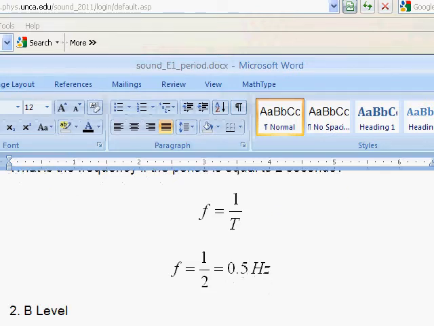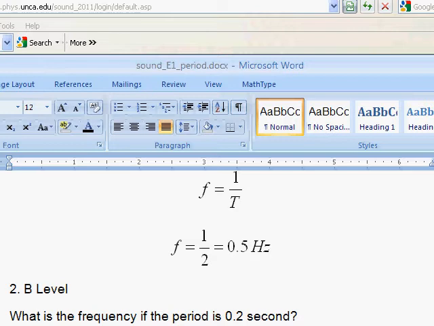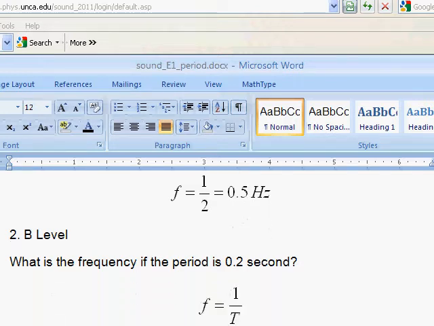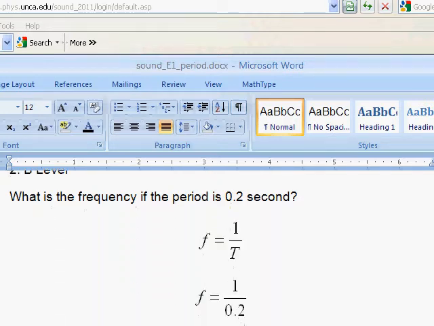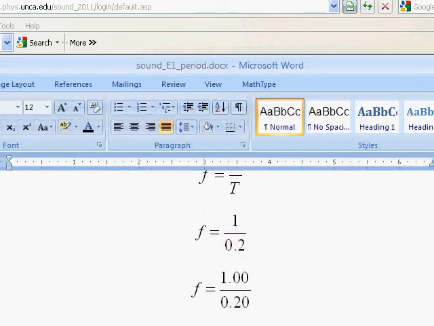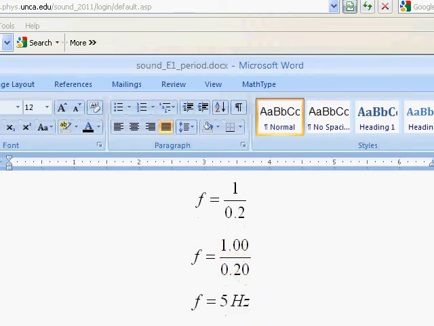The next level is the B level. What is the frequency if the period is 0.2 seconds? So we have a decimal here. It makes this a little bit harder. Using the same formula, F is 1 over t, and substituting for the t, 0.2, we have this division to do. I like to make it look friendly, like numbers that relate to money. So you could always put a decimal point after that 1 and tack on 2 zeros. You could tack on a 0 at the end of that 2. It's not going to change anything. And this says $1 divided by 20 cents, and the answer is 5. 5 hertz in this case.